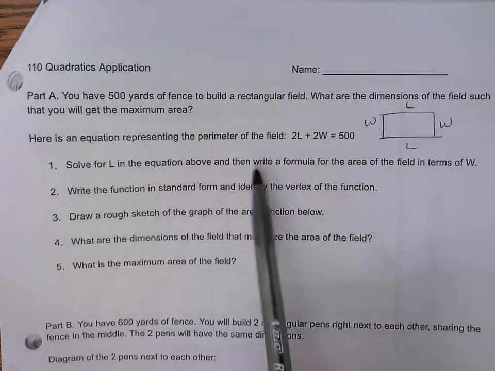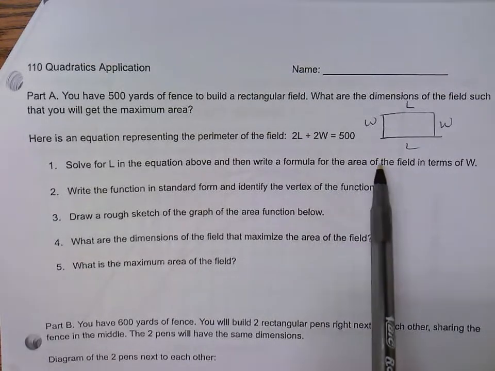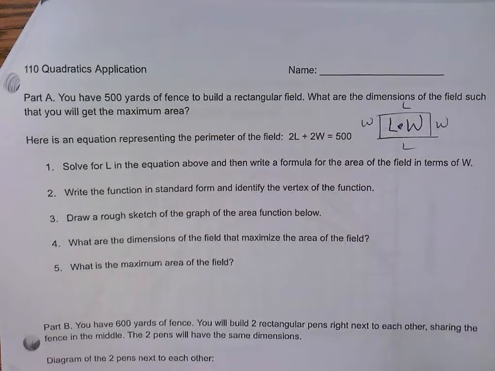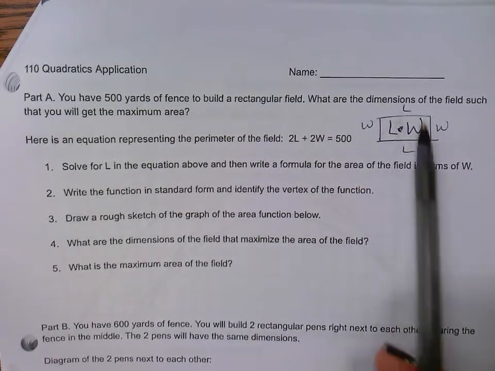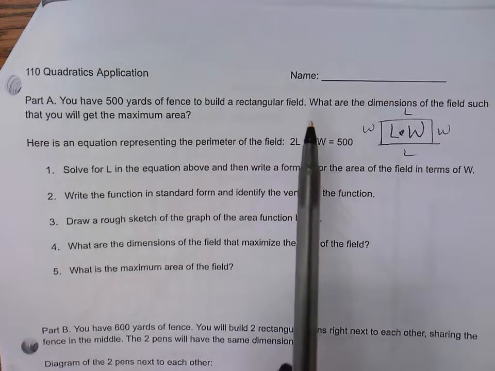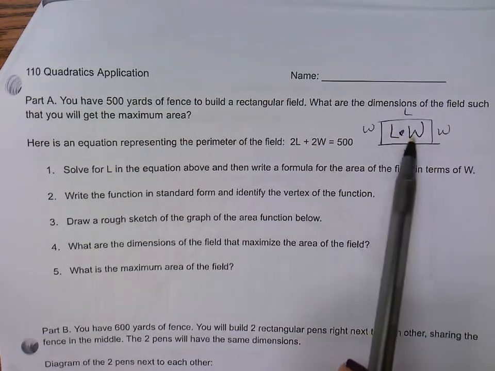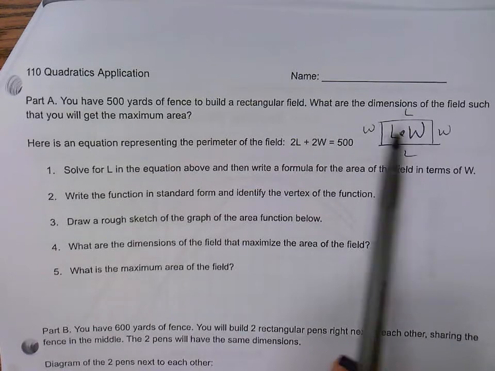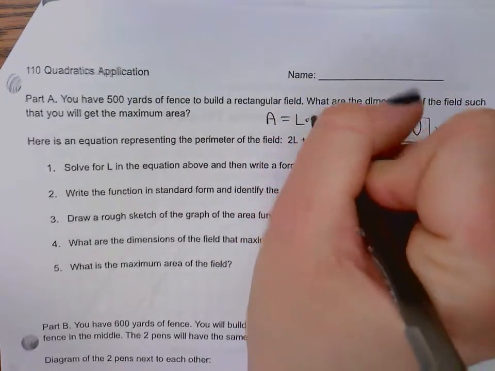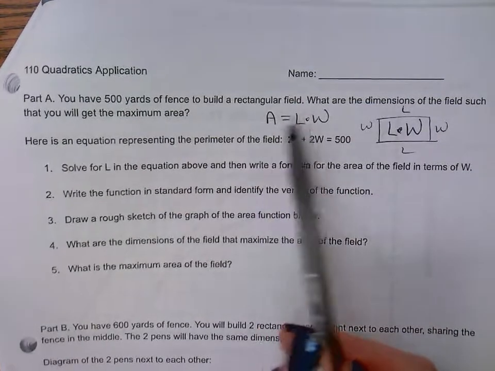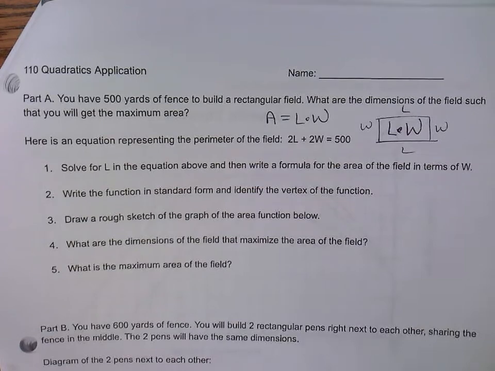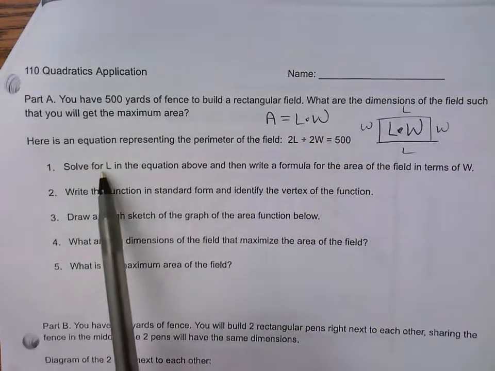And then it says, then write a formula for the area of the field. We know that area is length times width from geometry, right? So the area of the field is what we want to maximize. And it says, do that in terms of the width. So L times W, I can't solve that because it has 2 different variables, right? Area equals length times width. But if we could get the area equation with just one variable, we'll be able to solve to maximize the area. So it says, let's solve for L in this equation.